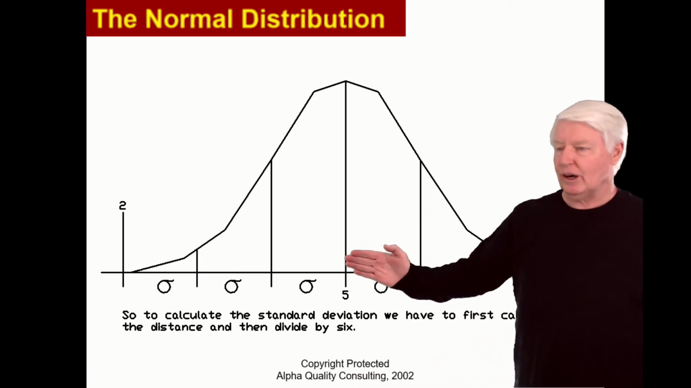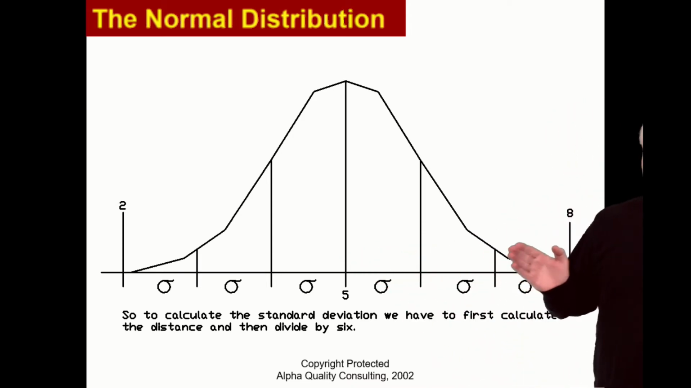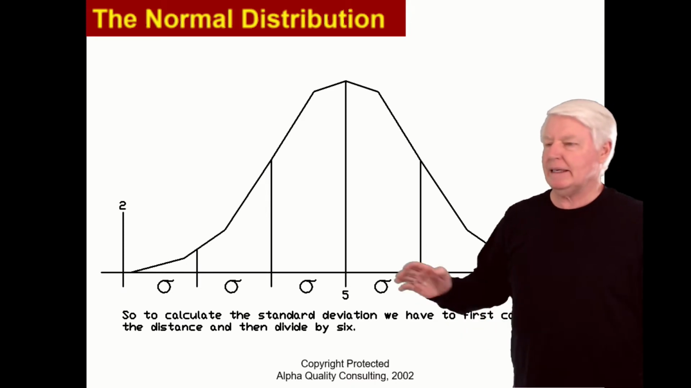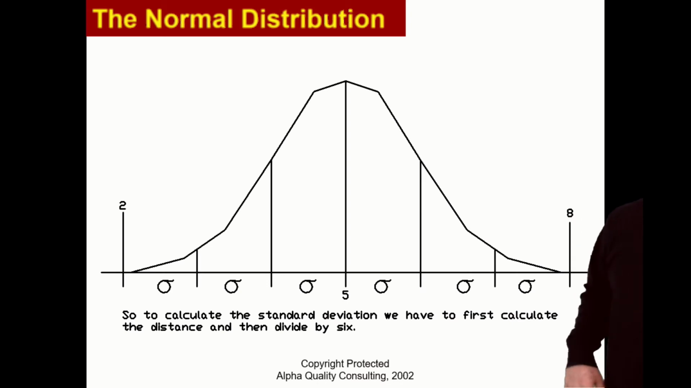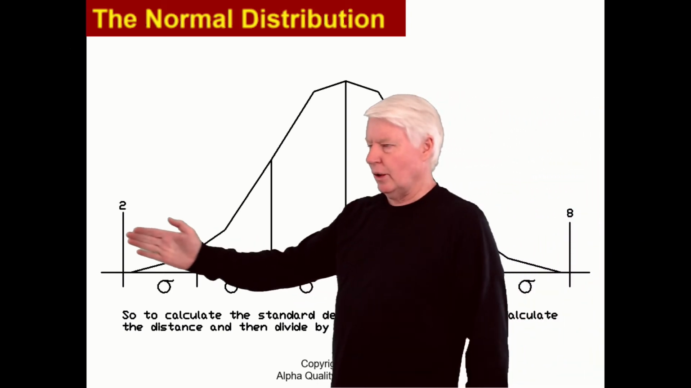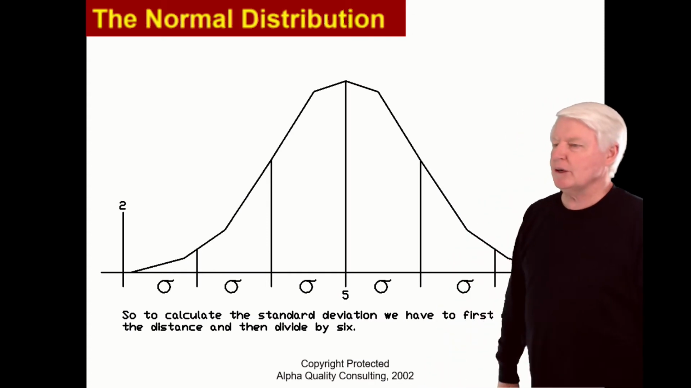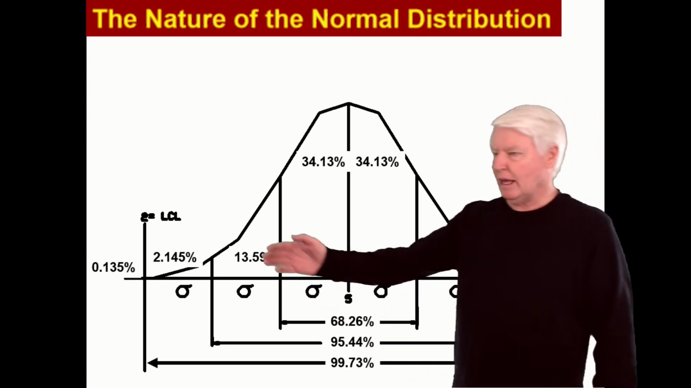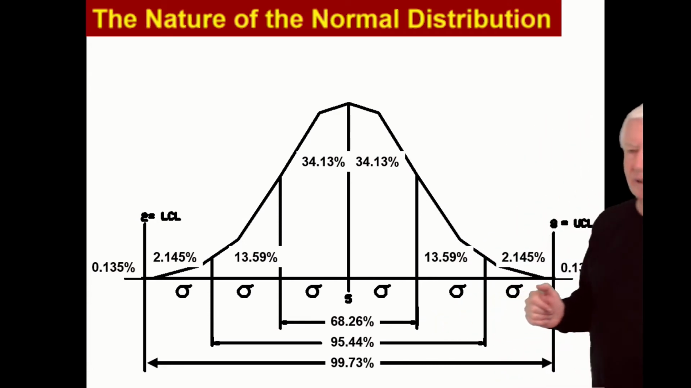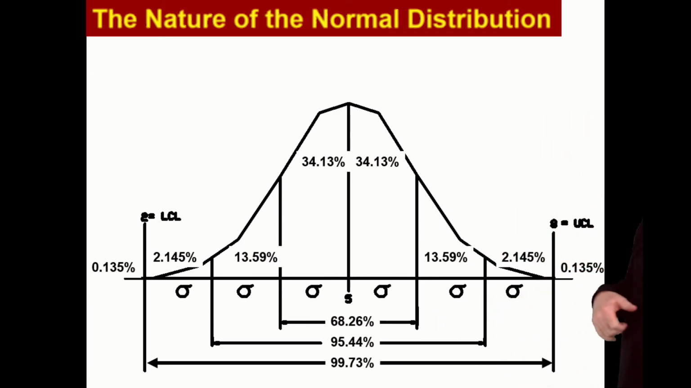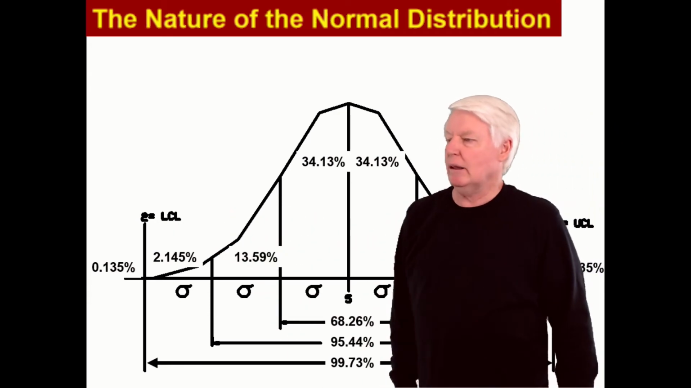By the way, also, when you're 3 sigmas away from the average, we call it a control limit. An upper control limit, 3 sigmas above the average. Lower control limit, 3 sigmas below the average. So remember that. That's important to remember also. As you see, I've labeled these numbers as control limits now. There's my 8 equals my upper control limit. 2 equals my lower control limit.